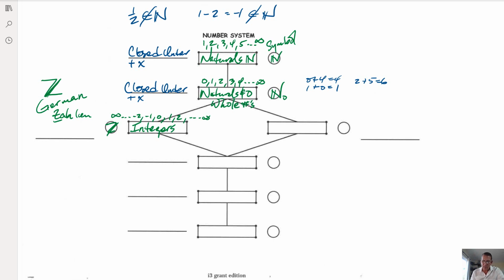Okay, and the question is what are they closed under? Okay, and we're going to go as far as this, and then we'll finish the mapping diagram later. All right, because we're not going to go beyond the integers yet. Okay, so what are they closed under?